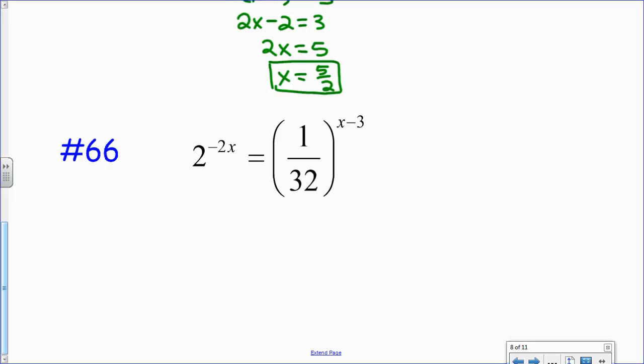So these problems are listed if you're looking for other ones to practice. This is in 4.2.